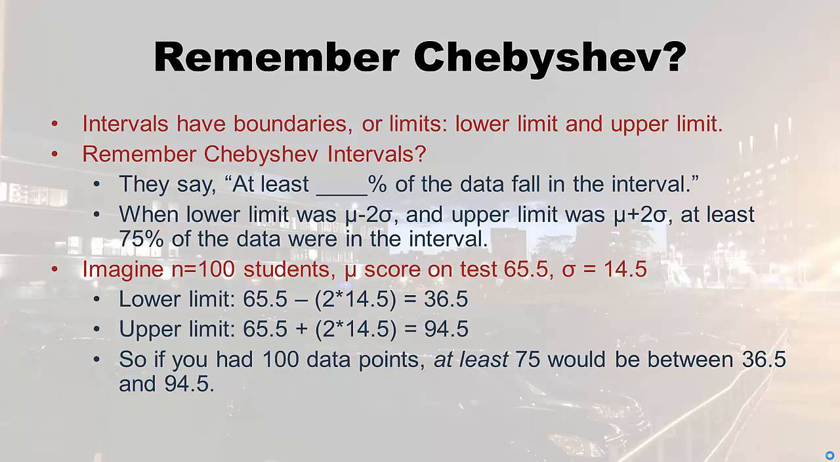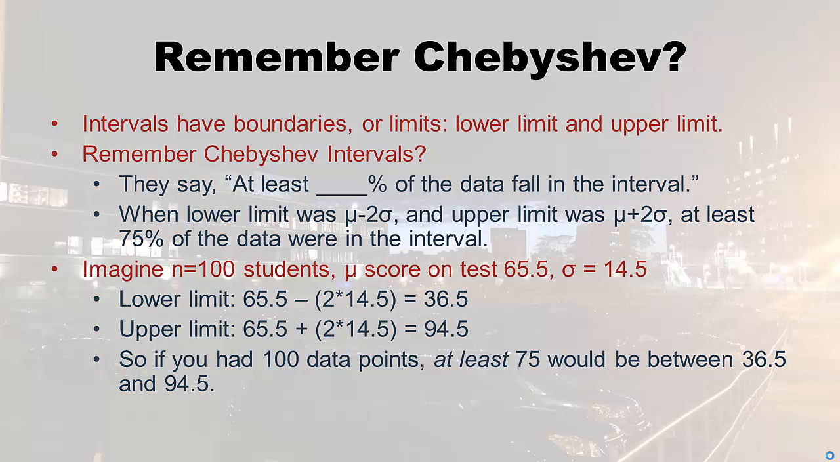So remember there were 100 students in the class. I actually came up with a mu for them, and their mu on the test was 65.5. So my 73 was better than the mean, but not much better, right? So the mu for that class was 65.5 and the standard deviation was 14.5. I calculated this Chebyshev interval for 75% of the data. I took 65.5 minus 2 times 14.5 and got 36.5, which is a pretty bad grade. And then the upper limit was pretty good, right? 65.5 plus 2 times 14.5 equals 94.5 on a 100-point test.